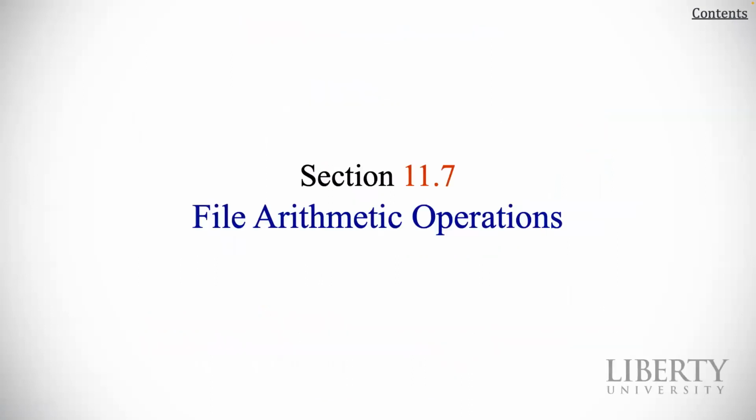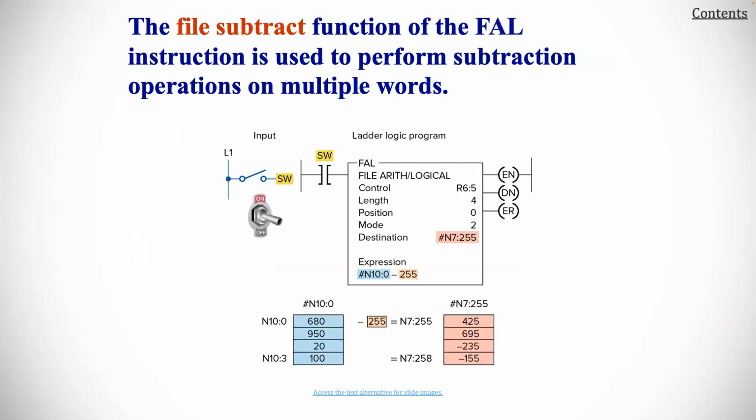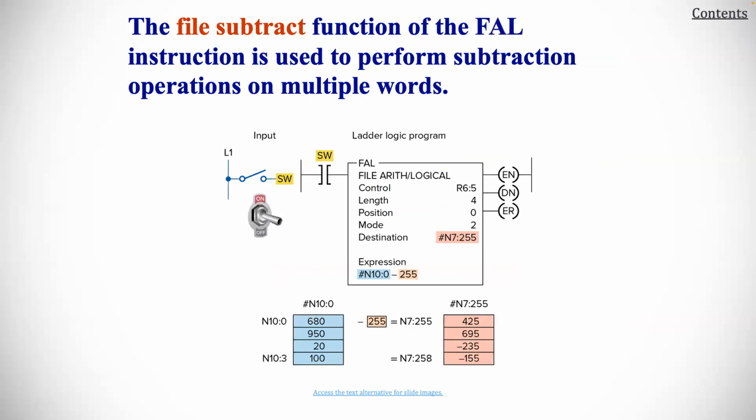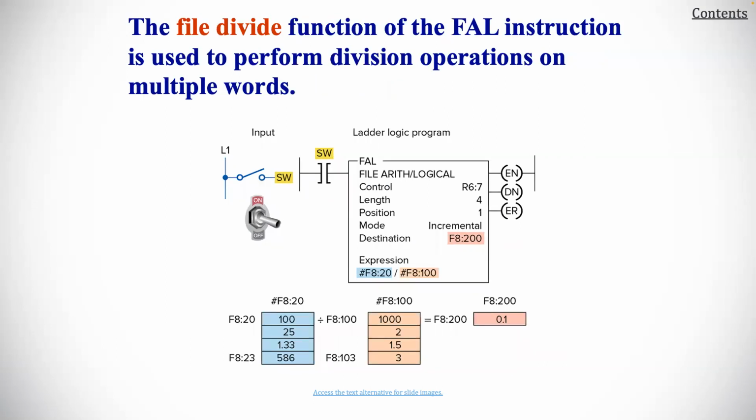For file arithmetic operations, the file arithmetic and logic, or FAL, instruction can combine an arithmetic operation with a file transfer. The file add function of the FAL instruction is used to perform addition on multiple words. So that can be a useful feature. The file subtract function is used to perform subtraction on multiple words. So you can do multiple additions and multiple subtractions. Multiplication, in a similar fashion, is used to perform multiplication operations on multiple words. And finally, the file divide function of the FAL instruction is used to perform the division operation on multiple words.